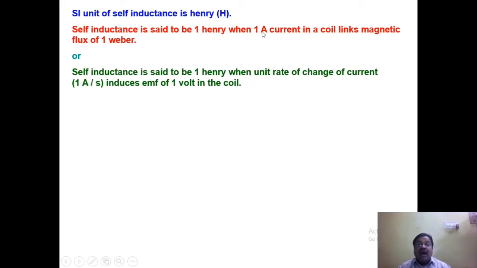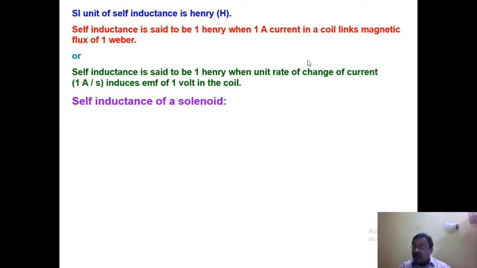If I, the current, is 1 ampere, and the flux linked with it is 1 Weber, then L will be said to be 1 Henry. Okay. And the second definition, as told to you, from E equals minus L di by dt, we can frame this definition: self-inductance is said to be 1 Henry when a unit rate of change of current induces EMF of 1 volt in the coil. Unit rate means, in SI, 1 ampere per second.